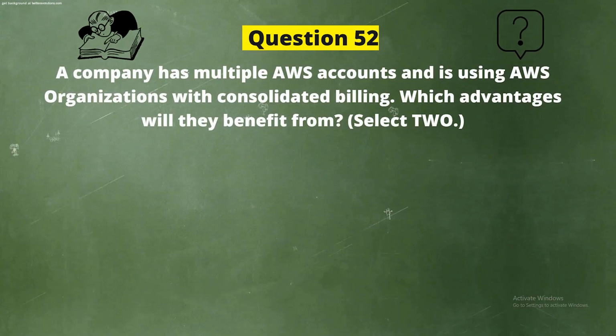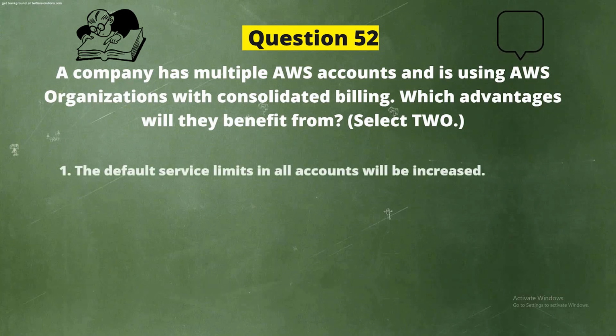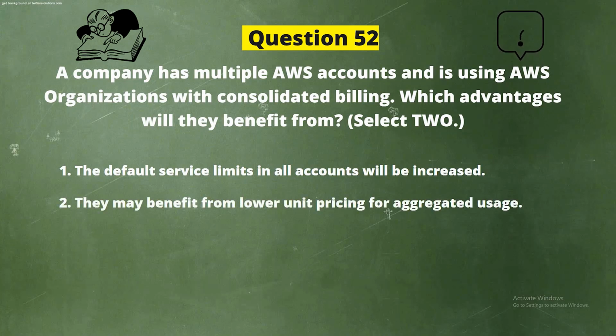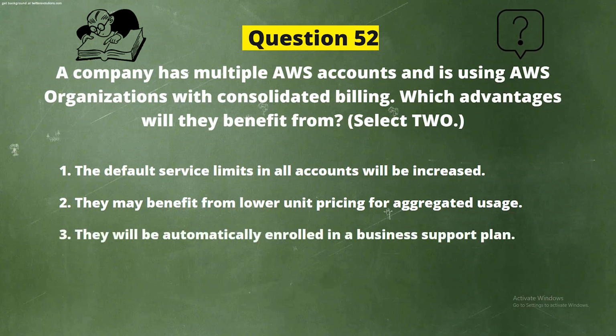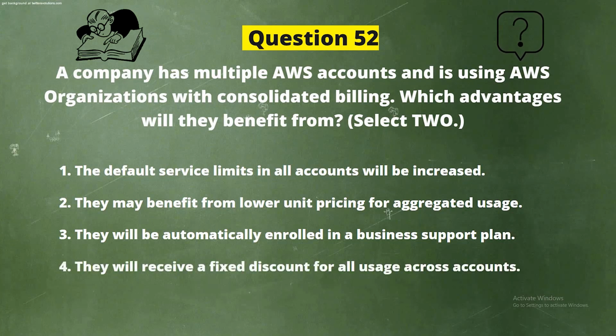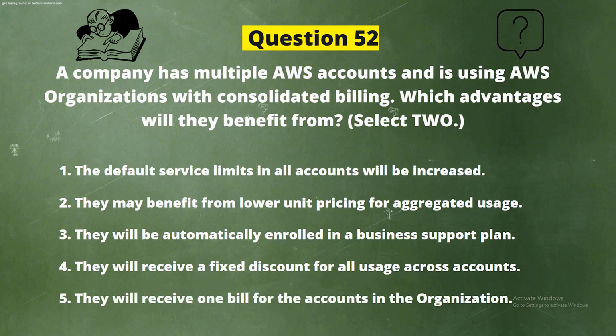Next question. A company has multiple AWS accounts and is using AWS Organizations with consolidated billing. Which advantages will they benefit from? Select 2. And the options are: Option 1. The default service limits in all accounts will be increased. Option 2. They may benefit from lower unit pricing for aggregated usage. Option 3. They will be automatically enrolled in a business support plan. Option 4. They will receive a fixed discount for all usage across accounts. Option 5. They will receive one bill for the accounts in the organization.